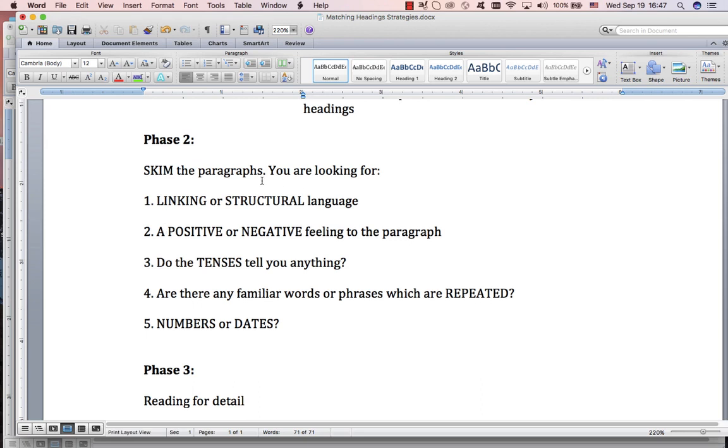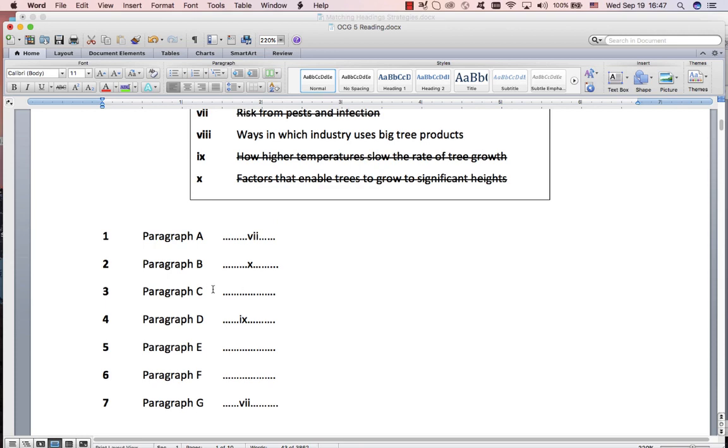Are they positive or negative? Look at the structural language. What can you tell from that? Is there any more repetition? That sort of thing. So the first one that we're still missing is paragraph C.